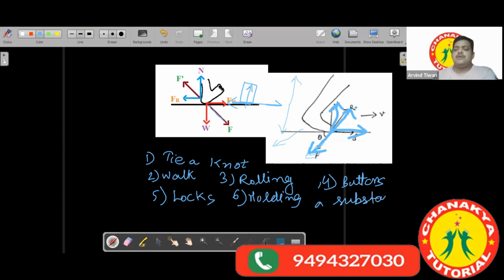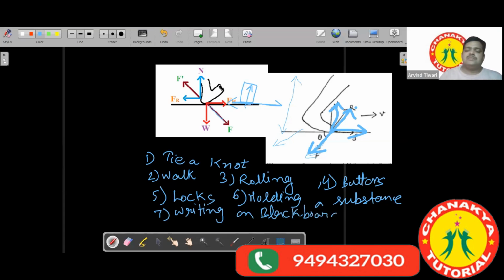You are able to hang your shirt on that hanger. That's also because of friction. Had there not been friction, you'll not be able to hang it. So holding a substance, that's also friction. Writing on blackboard, that's also friction. Got it?